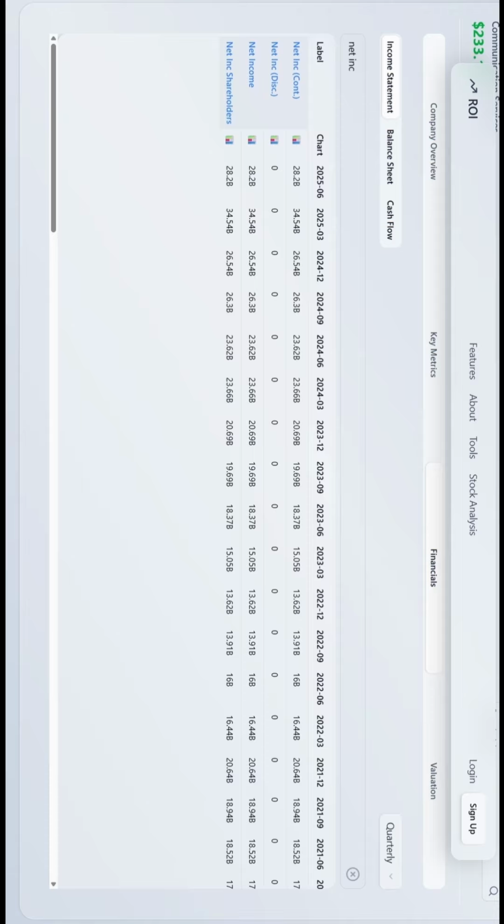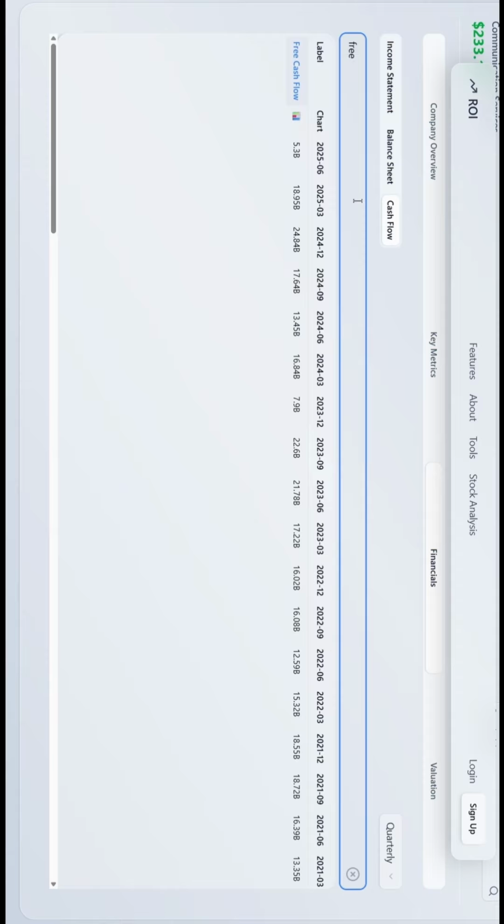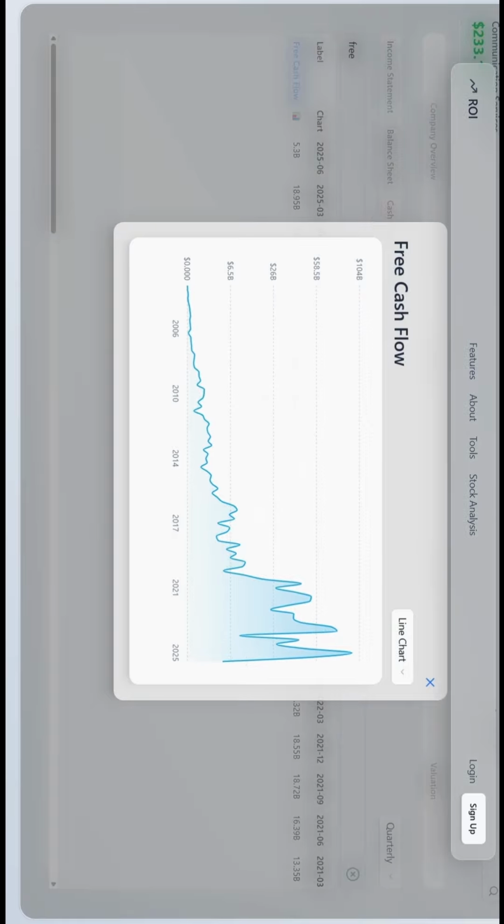All right, so the next one we should be looking at is free cash flow, which is quite important. The reason free cash flow is important is because it shows actual cash available for expenses and investments, and it's important for valuation. And you can see these rapid dips within the free cash flow. They are due to AI, data centers, and share buybacks as well.